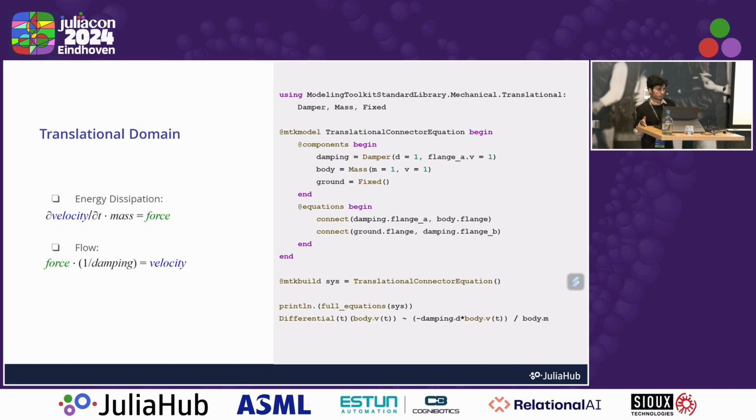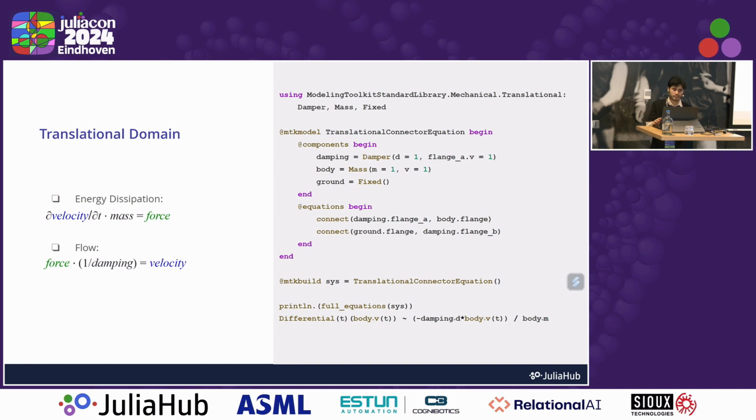In the translational domain, we have departed from the Modelica standard library. Instead of a position and a force, we are using a velocity and a force. Here, if you write out a similar system with a damper, a mass, and a fixed as a ground, then you would get a single equation to solve, which links the force and the velocity.